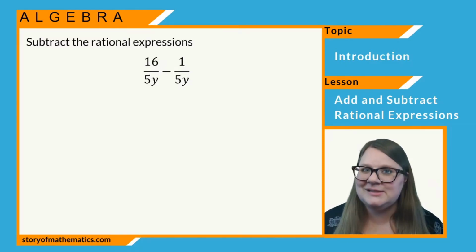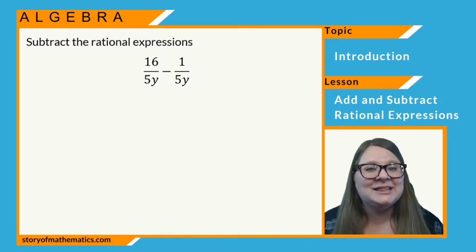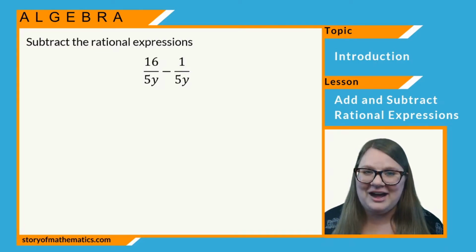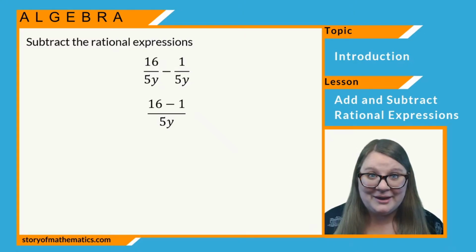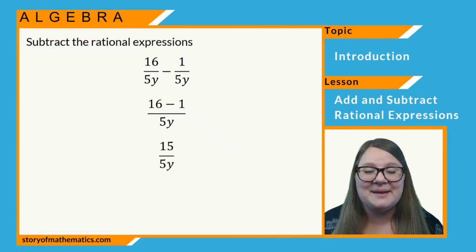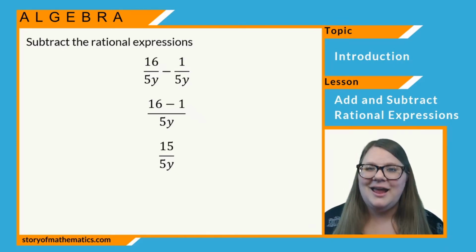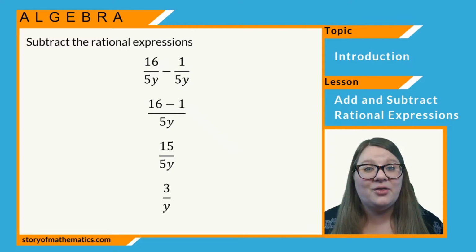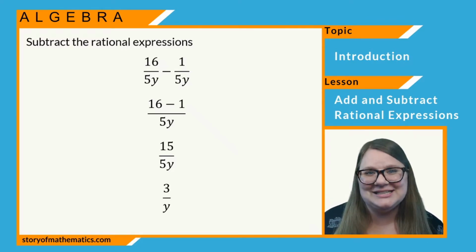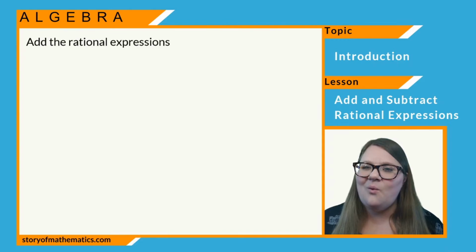Now, what if I gave you the expressions 16 over 5y minus 1 over 5y? Well, in this case, first of all, it's subtraction. And second of all, you can see that the denominators match again. They're both 5y, so I will keep that. But then I'll go ahead and do the subtraction in the numerators. 16 minus 1 is the same as 15. So this gives me 15 over 5y. And that fraction is simplifiable because both the numerator and the denominator are divisible by 5. So I can do 15 divided by 5 and 5y divided by 5 to get 3 over y as my answer in this case.